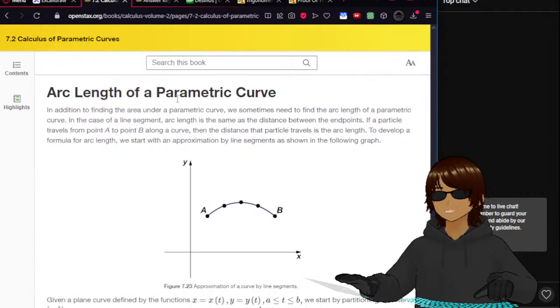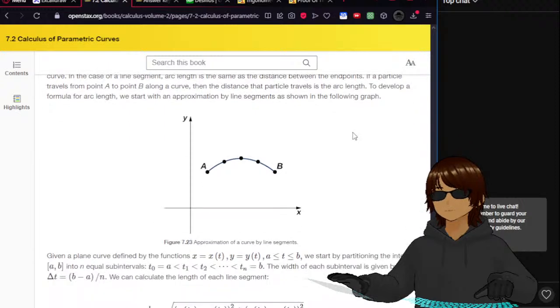Arc length of a parametric curve. In addition to finding the area under a parametric curve, you sometimes need to find the arc length of a parametric curve. In the case of a line segment, arc length is the same as the distance between the endpoints. If a particle travels from point A to point B along a curve, then the distance that particle travels is the arc length. To develop a formula for the arc length, we start with an approximation by line segments as shown in the following graph.